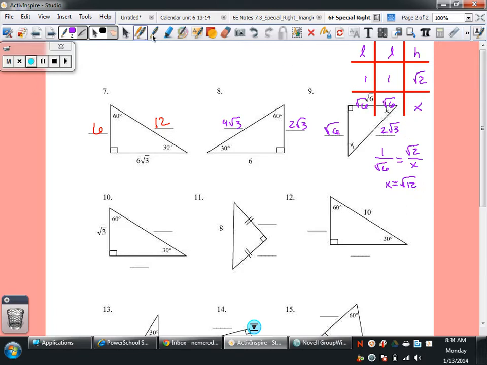If you need help with simplifying radicals or rationalizing the denominator or anything like that, you need to see me in Flex or after school so we can get you straightened out on that. Let's take a look at number 10.